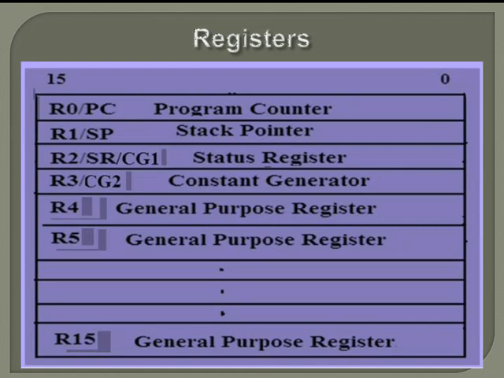As I said, the MSP 430 has a total of 16 registers, out of which 4 registers are for special purpose, and the remaining 12 registers are used for general purpose. You can see here the first, R0, is given for your PC, that is your program counter, R1 is for your stack pointer, R2 is for your status register, and R3 is for your constant register.